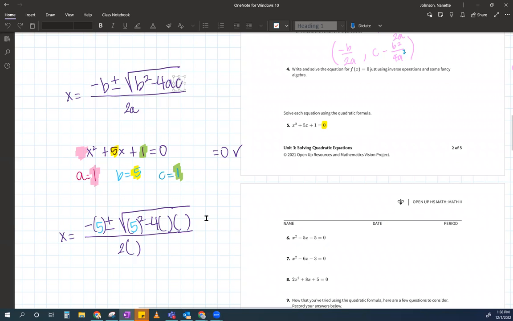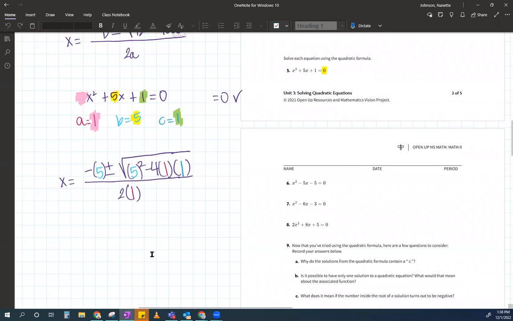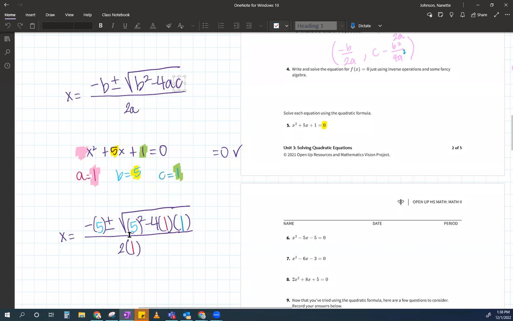Okay, so you want me to put 1 and 1 all over 2 times, what's a again? Yes, 1 on the bottom. So 1 again. Okay, that's really it. And then we simplify. So let's simplify.